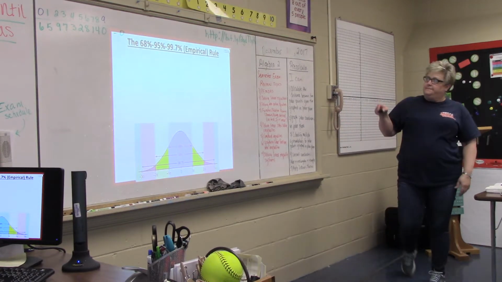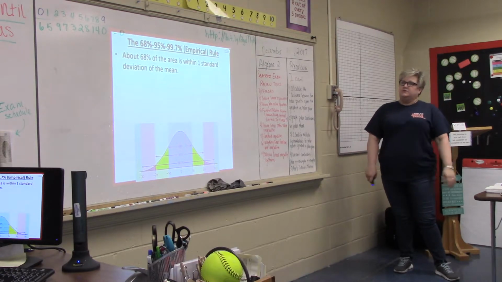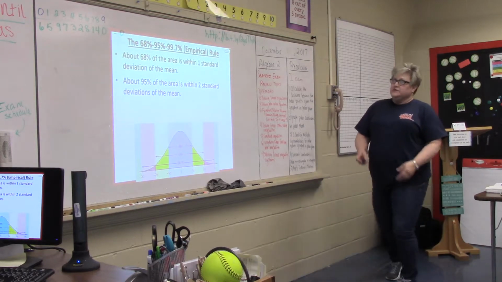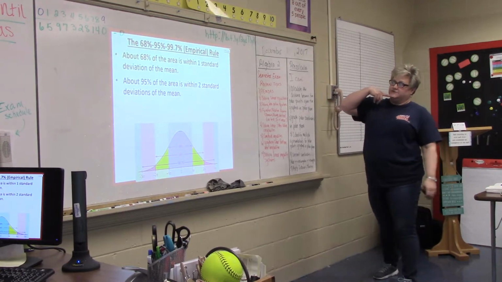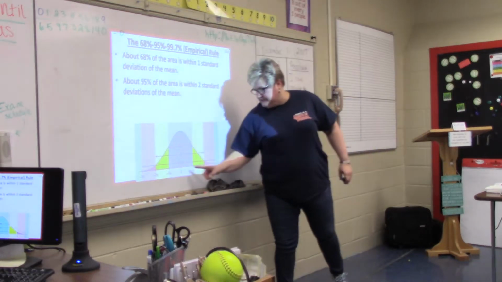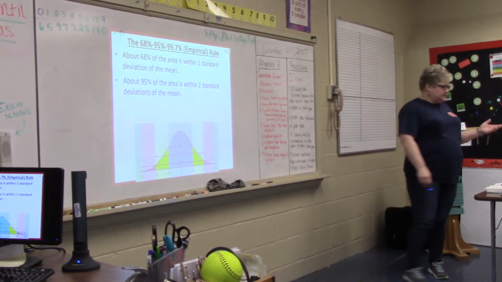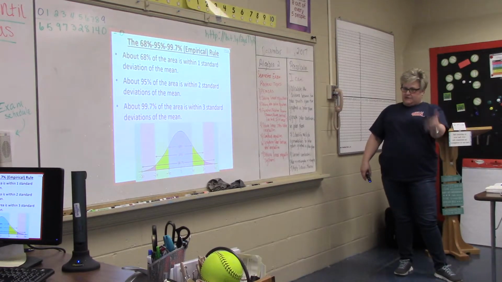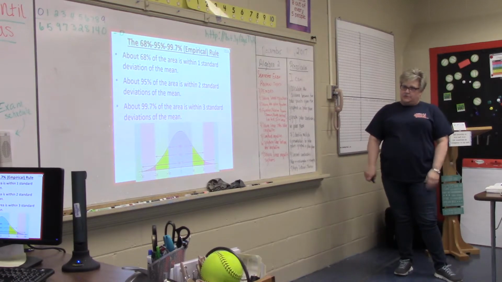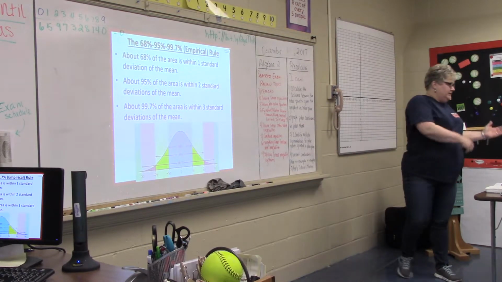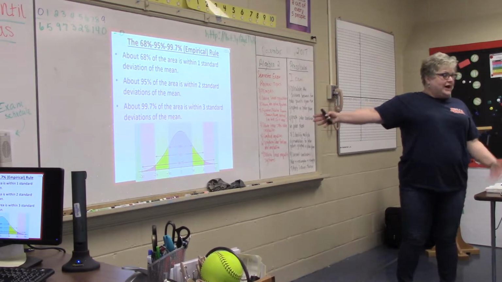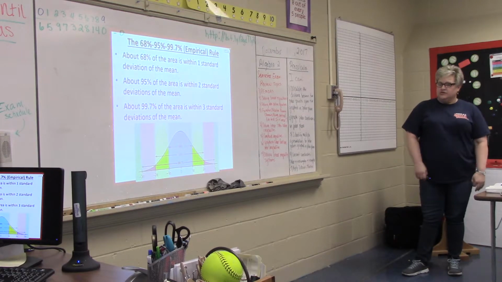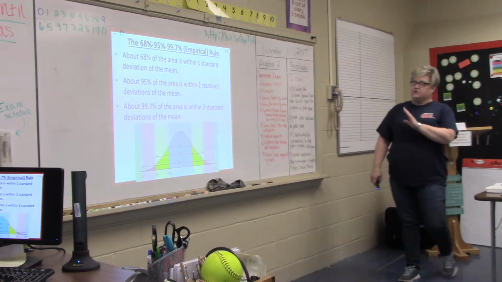All right, the empirical rule. These are the ones that you're supposed to know already. About 68% of the area is within one standard deviation, so between plus and minus 1 is about 68%. 95% is between minus 2 and plus 2. And then 99.7% is between plus 3 and minus 3. They expect you to know that one by heart. You'll get asked questions about that, so you need to know those percentages for the empirical rule.